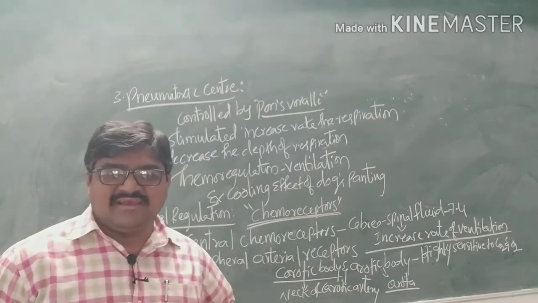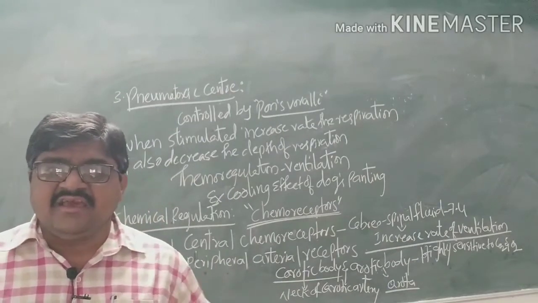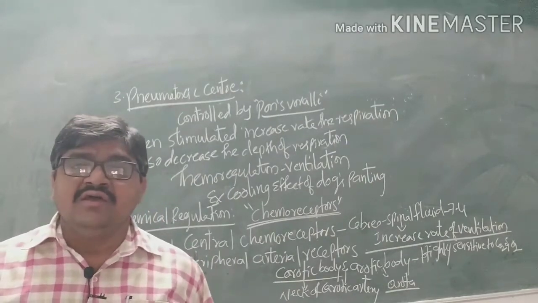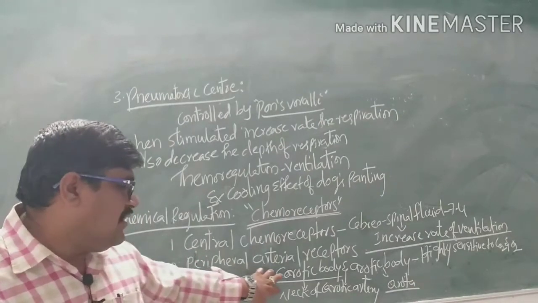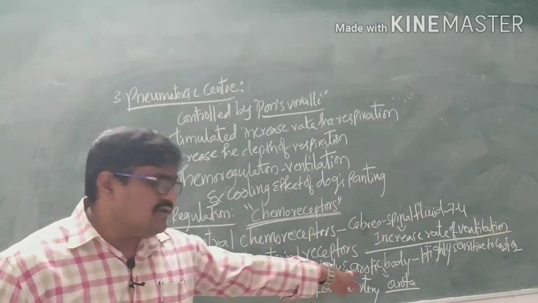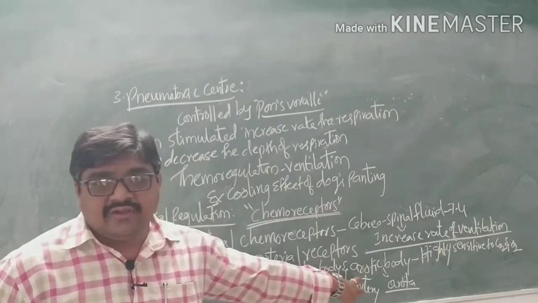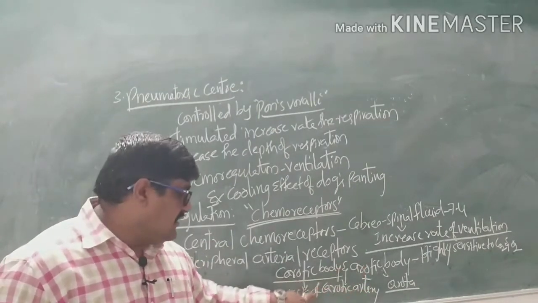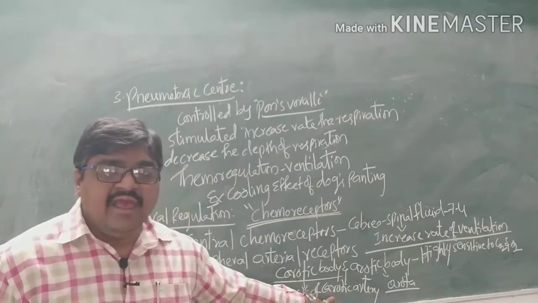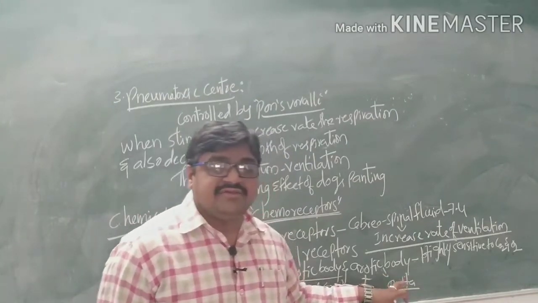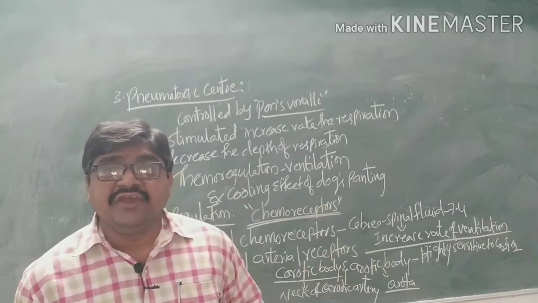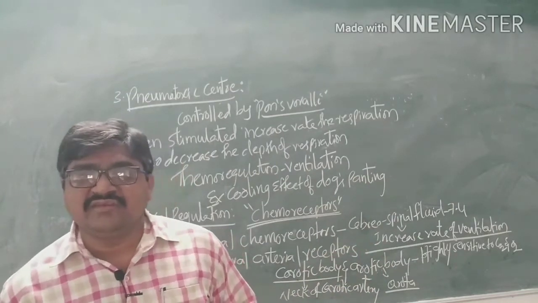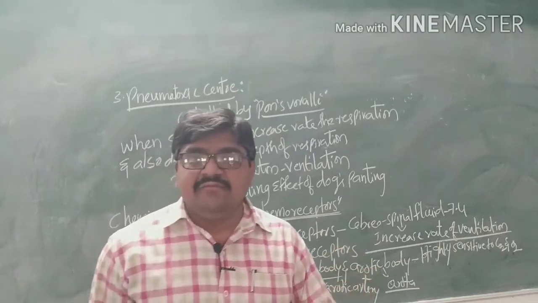That means when it decreases or increases, it is helpful for maintaining the ventilation, which takes place by the carotid and aortic arteries. The aortic body is present at the base of the aorta. So the arterial blood means the blood which carries oxygenated blood.